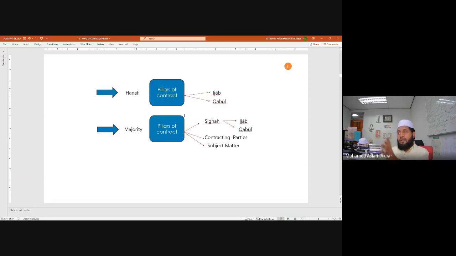Let me show you this one also. For Hanafi, the pillars of contract are only ijab and qabul, so they have only two pillars. For the majority, how many pillars? Three: sigha, contracting parties, and subject matter. Under the sigha they have ijab and qabul, and this is what became the two pillars of Hanafi. I will give you examples and explain why it is different and what the consequences are. Don't worry, I will give you the justification.